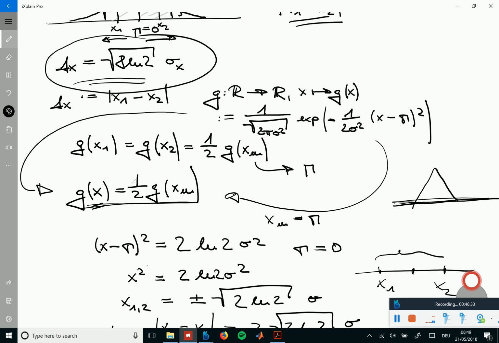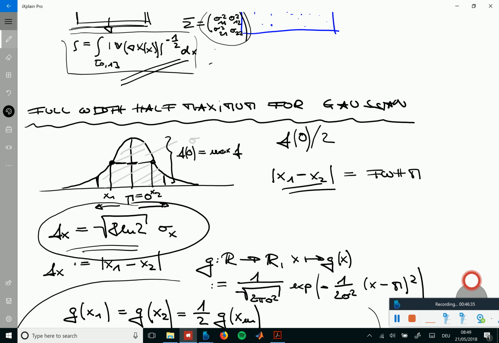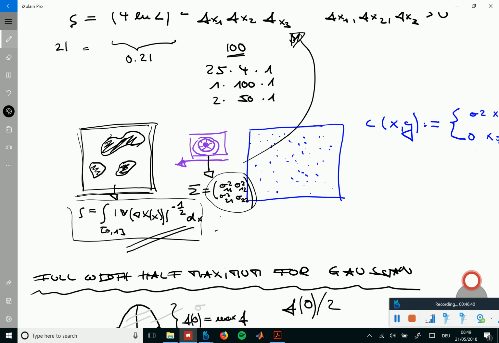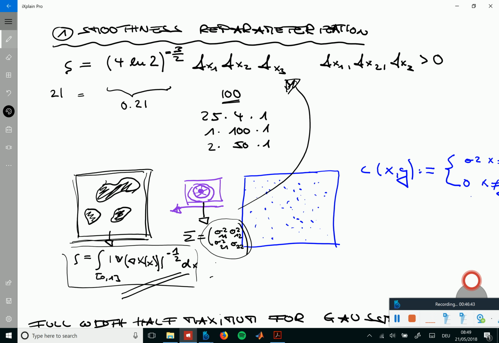now we have done the full width half maximum for a Gaussian. Yeah, maybe let me finish this smoothness reparameterization bit by saying a little bit of what one actually has to do to derive this. So in principle, to show that, no, we are not quite there yet, sorry.